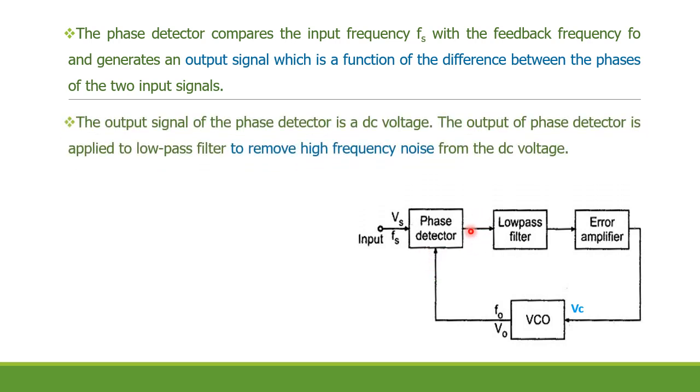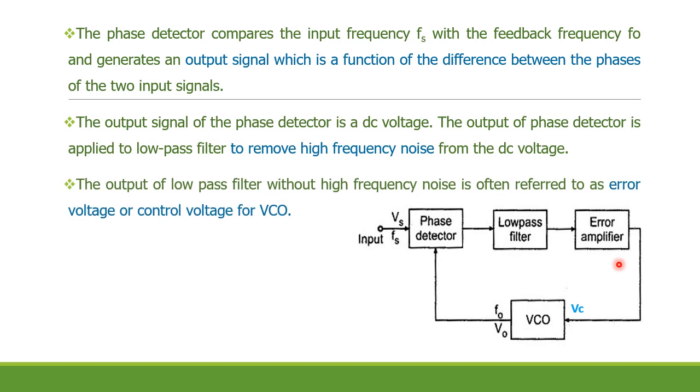The output signal of this phase detector will be a DC voltage. This DC voltage may have some high frequency noise. In order to remove that high frequency noise, it is fed into a low pass filter. The low pass filter output, where the high frequency noise is removed, is fed to the error amplifier, because this output is often called the error voltage. This error voltage will be very small and cannot operate the VCO, so in order to amplify it, we give it to the error amplifier.